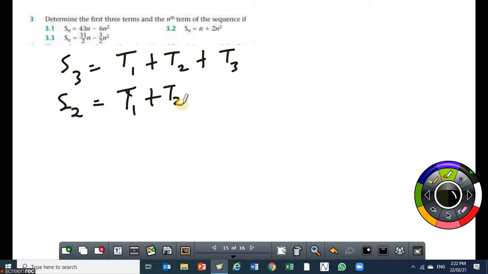Now check this. I can determine T3 using S3 and S2. The sum of 3 terms minus the sum of 2 terms will give me the value of the third term. Did you see that?